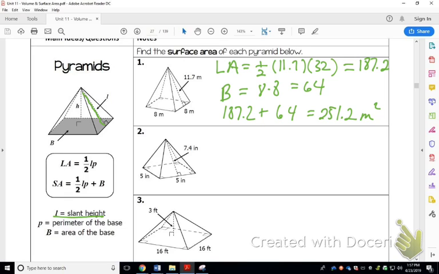Okay. So what's nice about your pyramid is you don't have that distance anymore that you were looking for between the two bases. You get a little bit of a break from that. Let's look at 3.